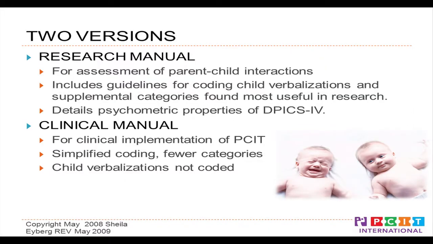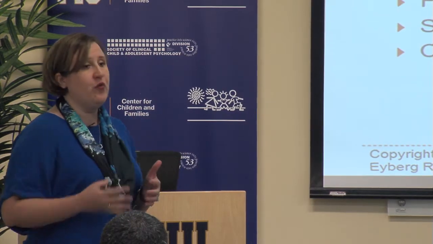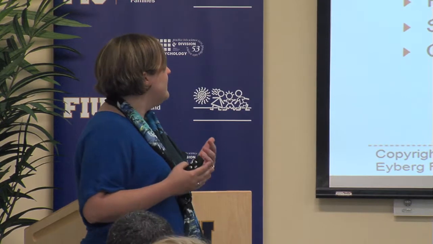There are two versions of the DPICS, and we're going to be focusing on the clinical version, but there's also a research version, and it includes more codes and more detail in terms of the coding guidelines. It's really included for research purposes where you want more detail as to what's going on. The clinical version is streamlined for clinicians that are working with families on a regular basis. It includes the codes that are most relevant for the practice of PCIT. It's simplified a little bit.